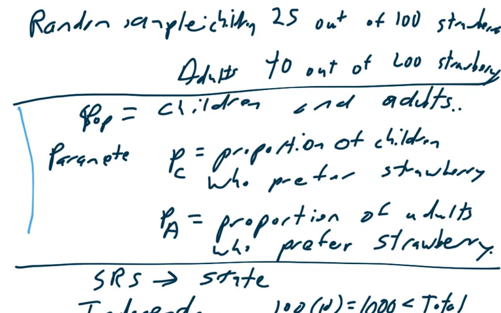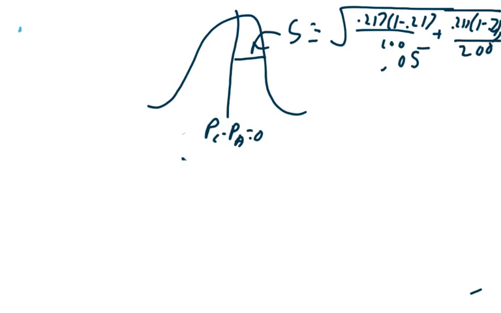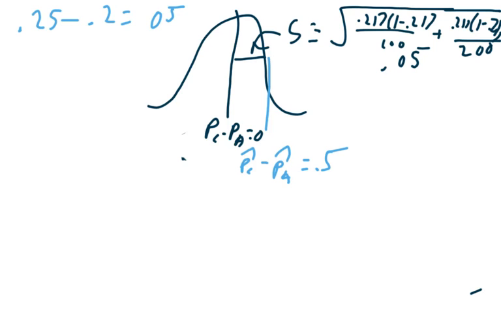And when we come back here, we see 25 out of 100, which is 0.25, and 40 out of 200, which is 0.2. So 0.25 for the children minus 0.2 equals 0.05, so we're pretty much almost one standard deviation away, and in the positive direction. So p hat c minus p hat a equaled 0.05.